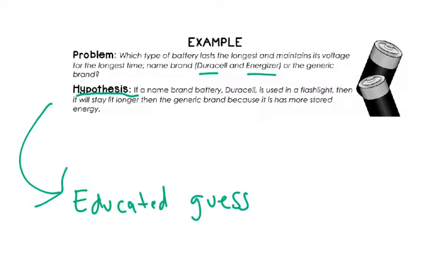And let's see. The hypothesis that they wrote here is, if a name brand battery, Duracell, is used in a flashlight, then it will stay lit longer than the generic brand because it has more stored energy. I completely agree. We have a little bit of different reasoning, but neither one of us is wrong.